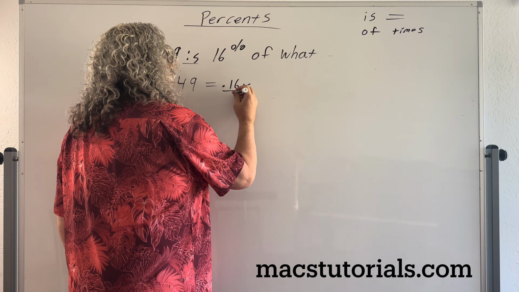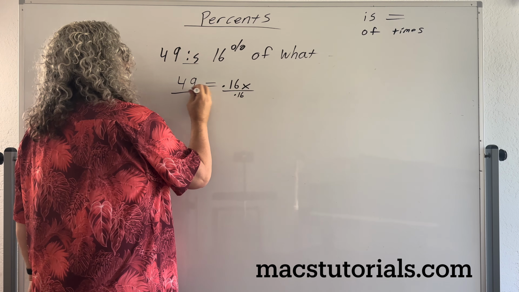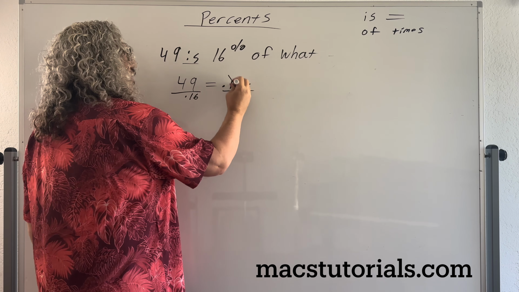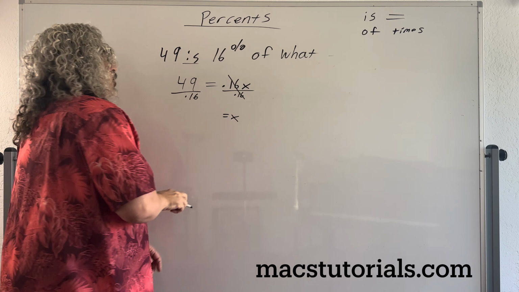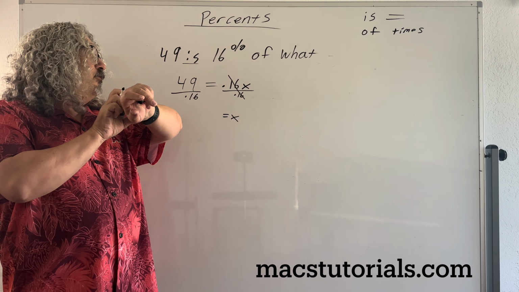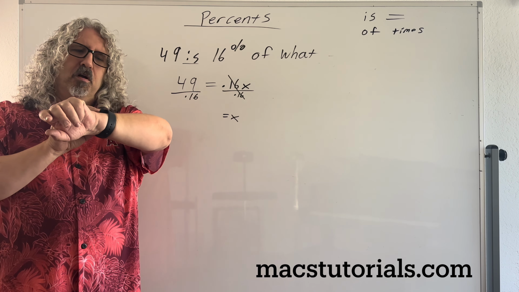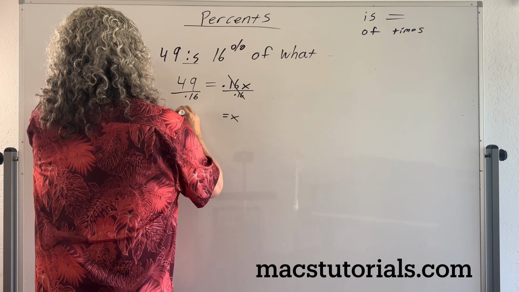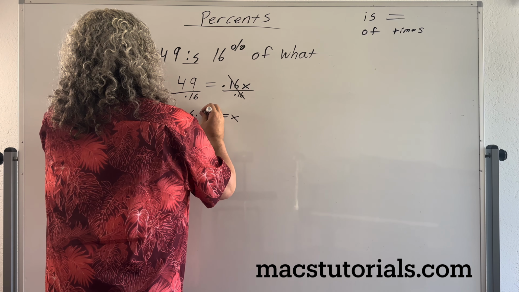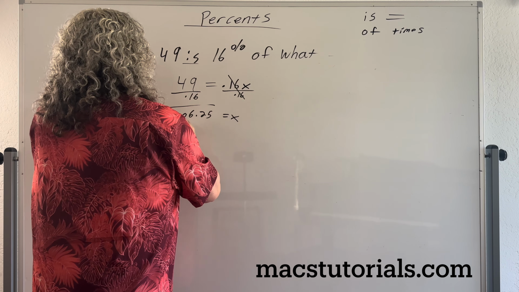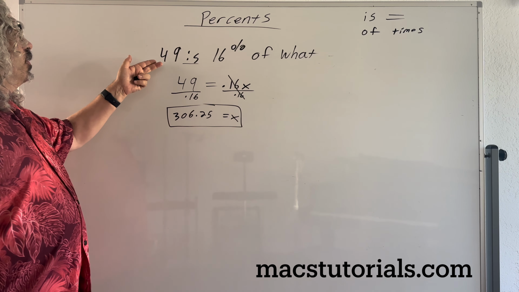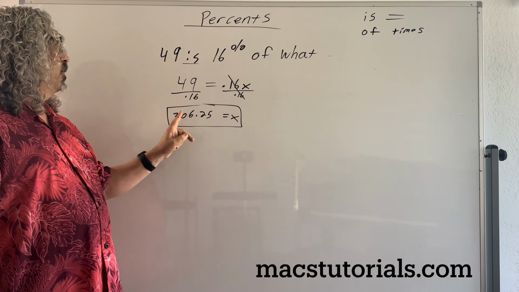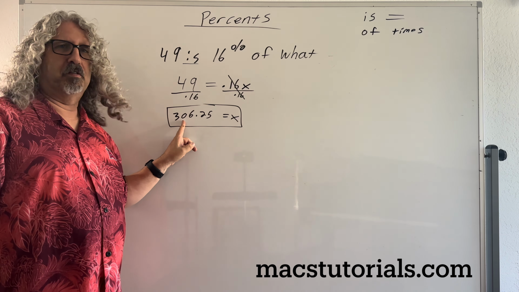Now I go ahead and divide each side by 0.16. They go away. X equals. What is 49 divided by 0.16? It's 306.25. Okay, so that means 49 is 16% of 306.25.